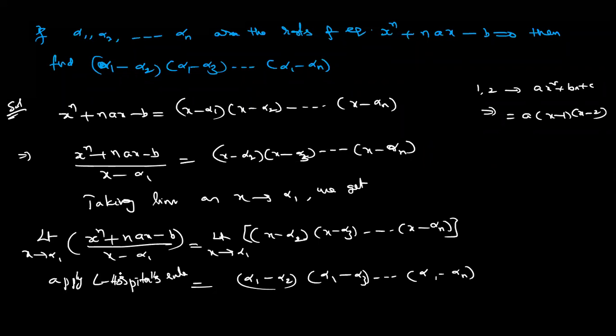See carefully. Why are we applying L'Hospital's rule? Because the 0 by 0 form is coming. Because alpha 1 is the root. Alpha 1 is the root means the numerator is 0, and the denominator is also 0. The 0 by 0 form is coming. Then apply the derivative here, students.